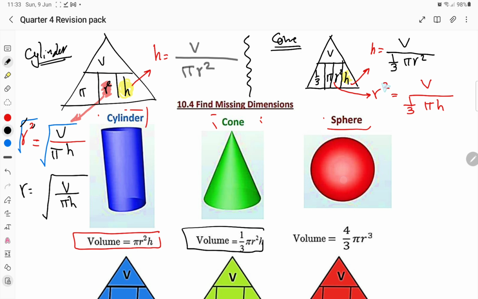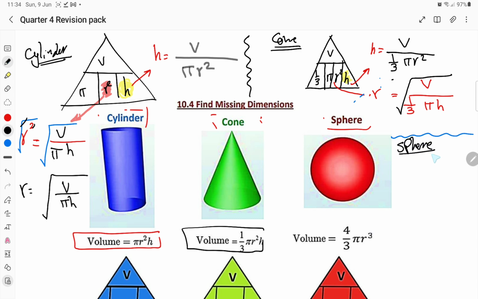How do you get rid of the power 2? Square root left and square root right. Excellent. And then you can cross out the power 2 with the root. So now we can say that radius is equal to the square root of volume over 1 over 3 pi h. And the last thing we have here is the sphere.